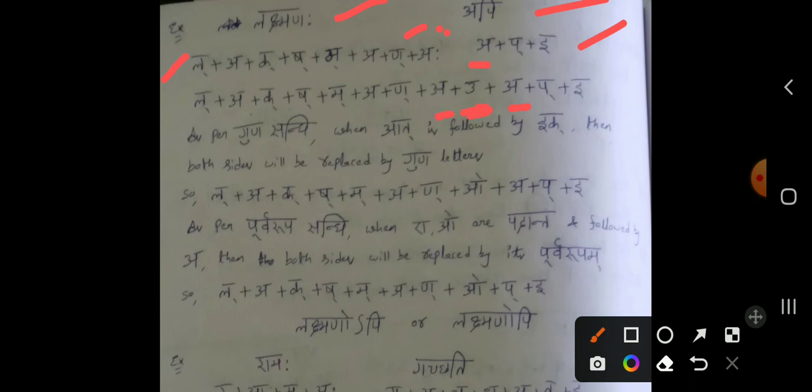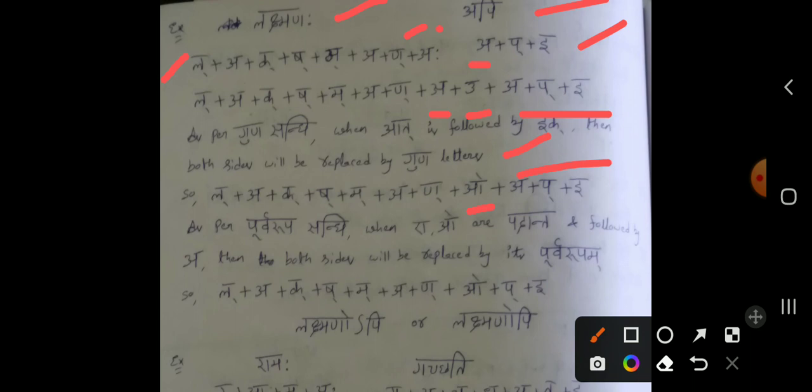A plus U is there. As per Guna Sandhi rule, when an Ath letter is followed by an Ik letter, here the Ath letter is A and the Ik letter is U. So when A and U are there, both will be replaced by a Guna letter. So we have applied Guna Sandhi in this example. A plus U becomes O, and all the other letters remain as they are on both sides.